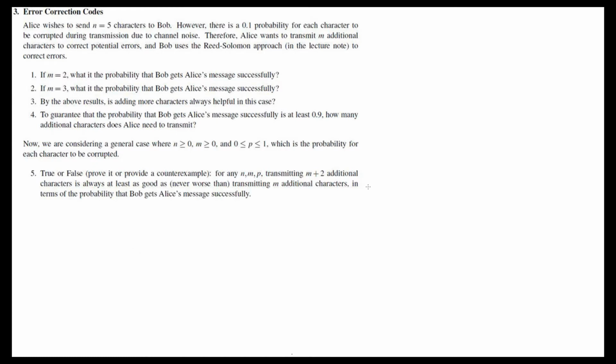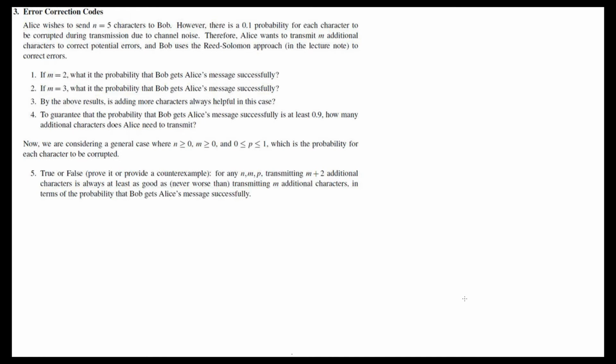So what we saw in part 1 is that the probability of success is about 0.85, whereas in part 2, the probability of success is about 0.81. So, by the above results, adding more characters is not always helpful, because the probability of success went down despite adding another character.